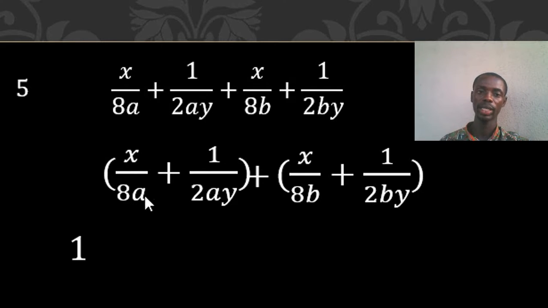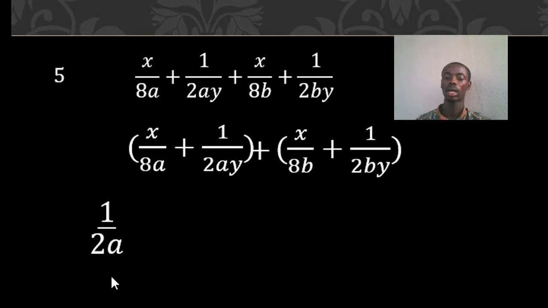Now, what is common to 8a and 2ay in the denominator? I think 2a is common. 2 is common to 8 and 2. Okay, and a is common here. a is here, a is here. So a is common. So I have a 2a here. Open my parentheses and let's factorize the numerator.